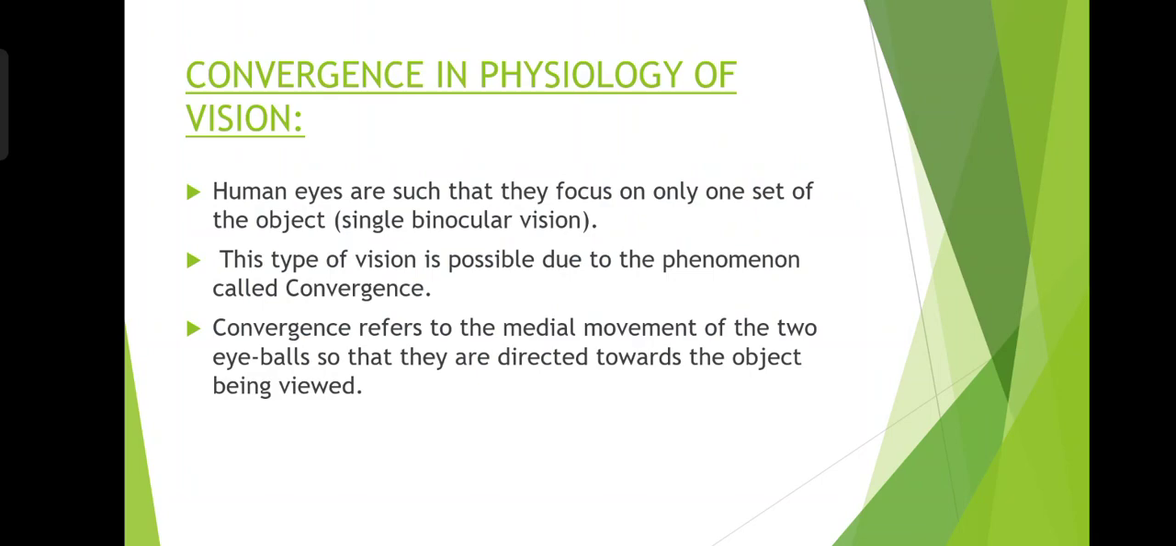Then convergence in the physiology of vision. Human eyes are such that they focus on only one set of objects, that is, single binocular vision. Single binocular vision is possible due to the phenomenon called convergence. Convergence refers to the medial movement of the two eyeballs so that they are directed towards the object being viewed.